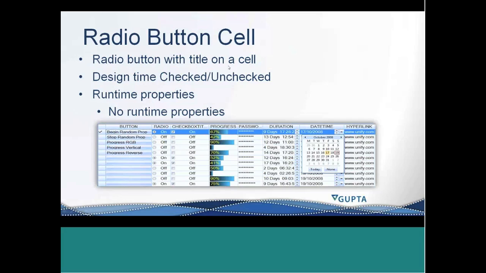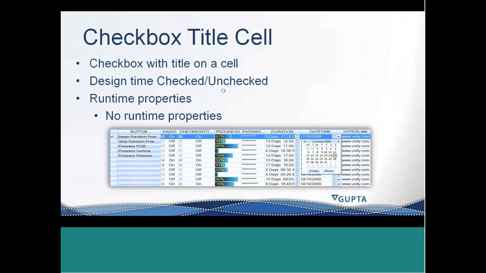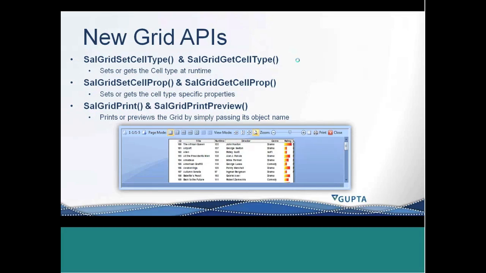The radio button cell, which is another cell type introduced with the grid. It's a radio button, like you can see here, with a title on a cell. A design time property of checked and unchecked, and no runtime properties for this cell type. Same thing for the checkbox title cell. It's a checkbox, as you can see here, with a title on a cell. It can be checked and unchecked during design time, and it has no runtime properties linked to it. So those are the 8 new cell types introduced.